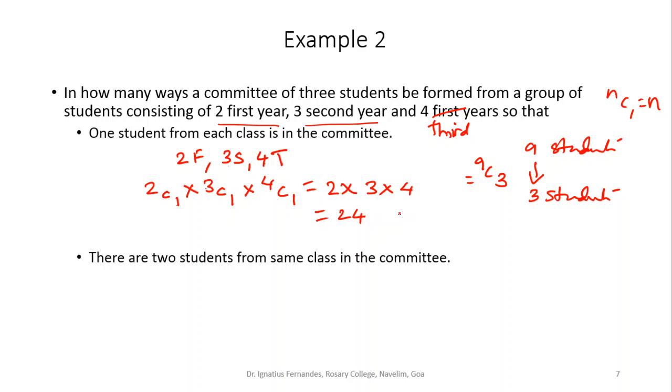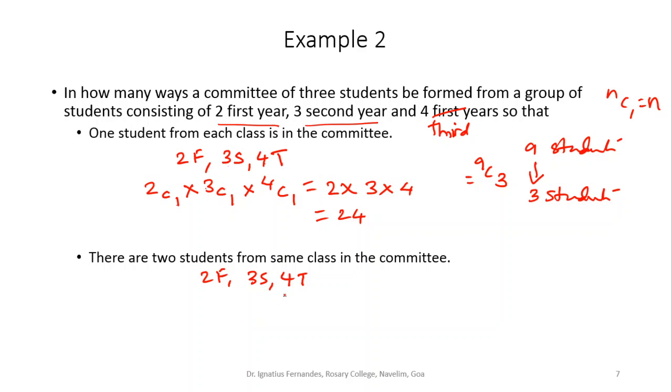The same way, how many of these committees can be formed such that there are 2 students from the same class in the committee? So the same way, I have 2 first year, 3 second year, and 4 third year students. I want to form a committee of 3 students. Now the condition is that there are 2 students from the same class in the committee. So what should I do?